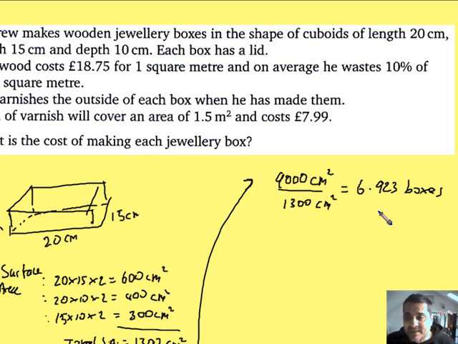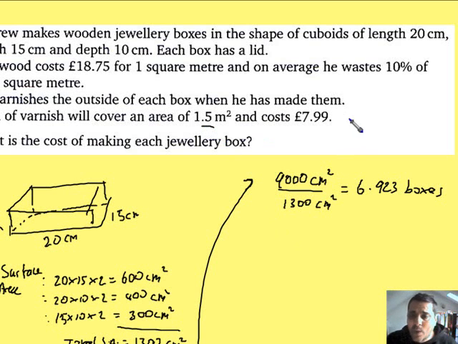So I'm going to have to leave it as it is. So for the sake of the mathematics, I can get, on average, for every square metre of wood, 6.923 boxes out of it. So I'm going to have to run with that. So look, I now need to work out how much he's going to spend on the varnish.